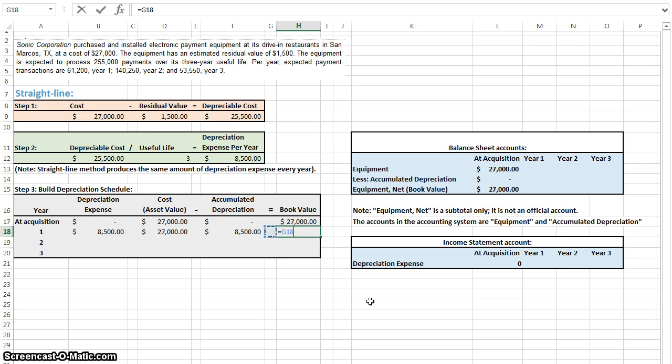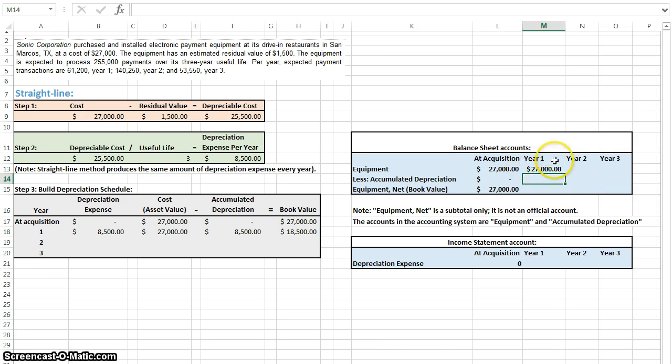Last year's accumulated depreciation plus this year's depreciation expense equals accumulated depreciation. And my book value becomes always cost minus accumulated depreciation, $18,500. And put that in here for year 1. At the end of year 1, my balance sheet will have $27,000 for equipment as the value of the equipment. We always keep it at the price we paid, minus accumulated depreciation, which will be negative $8,500 on the balance sheet, equals our book value. And actually, since that's a negative number, let's add them together, $18,500. See how this equipment net matches the book value in our table.